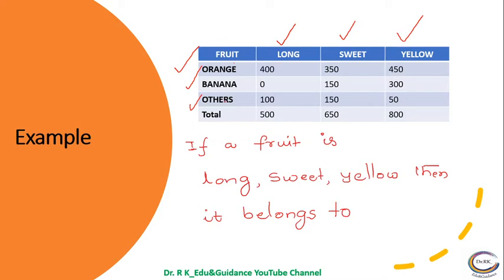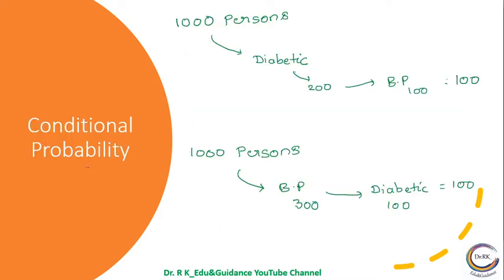Then we are able to say whether it is an orange, banana, or any other kind of fruit. Okay. So based on this data or history given, if any new data comes, that is a new fruit whose features are long, sweet, yellow, then which category or class is it expected to fall under? Is it going to be orange, or banana, or others? Right? So these are some of the instances or examples where we can answer this with the help of some probability concepts. Okay. Right.